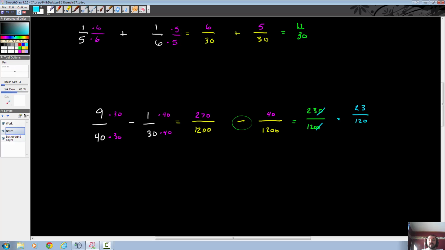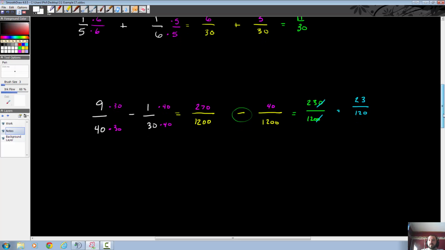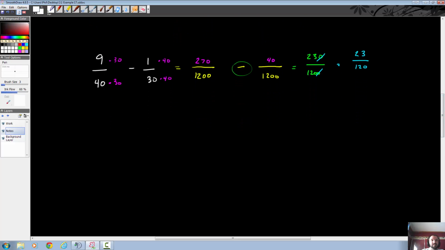Okay, so let's do this a little differently. You know, we had to reduce in the end. This other method will not preclude you from reducing, but it may make it a little easier. So we take our 9 over 40 minus our 1 over 30. We've already got an answer, so that's good.